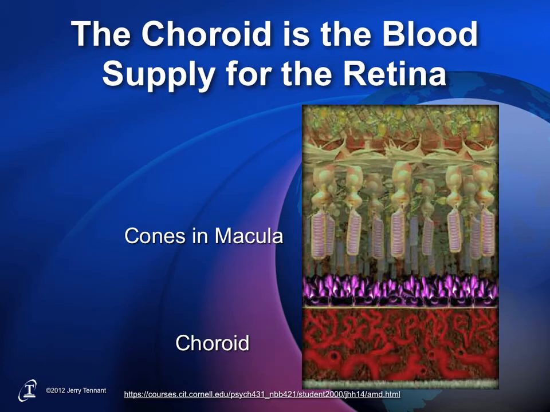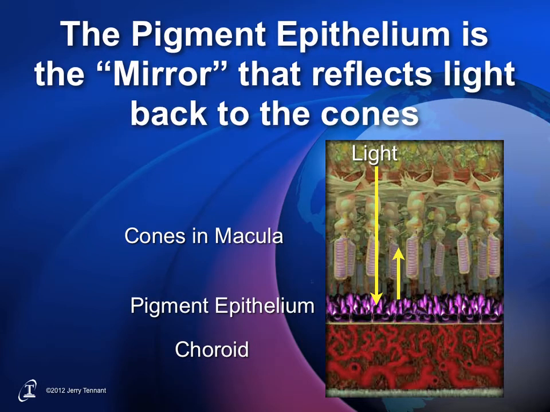The choroid is the blood supply for the retina and rests behind the retina. So in this image you can see the cones that we've discussed, then the pigment epithelial layer, and behind that the choroidal blood vessels. The pigment epithelium is the mirror that reflects light back to the cones. So light comes in from the front of the eye, passes through the entire retina to the back where it hits the pigment epithelium. The light then bounces backwards into the antennas called cones. This process is necessary to help reduce non-coherent light and thus blurrier images.